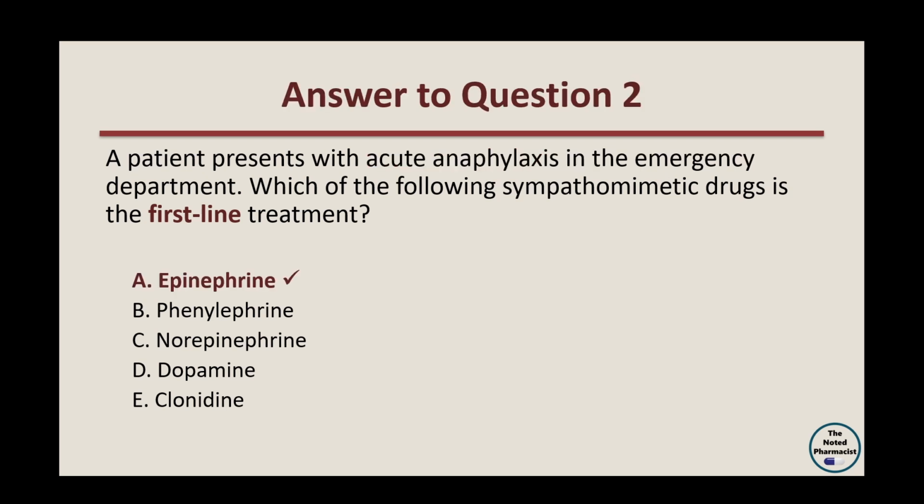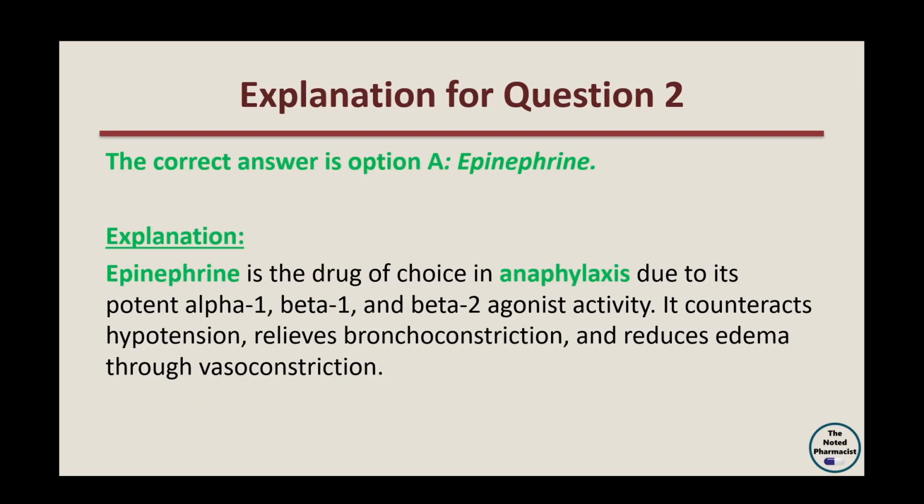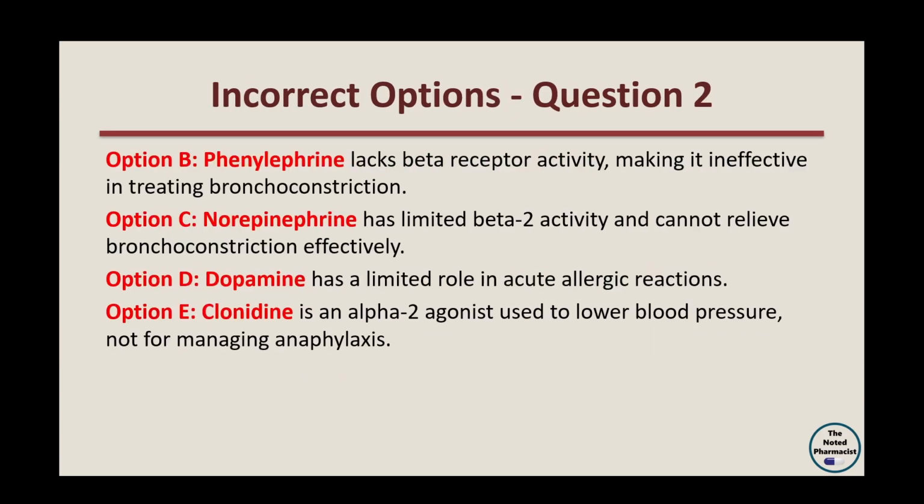The correct answer is option A, epinephrine. The explanation is as follows. Epinephrine is the drug of choice in anaphylaxis due to its potent alpha-1, beta-1, and beta-2 agonist activity. It counteracts hypotension, relieves bronchoconstriction, and reduces edema through vasoconstriction. Here is why other options are incorrect.